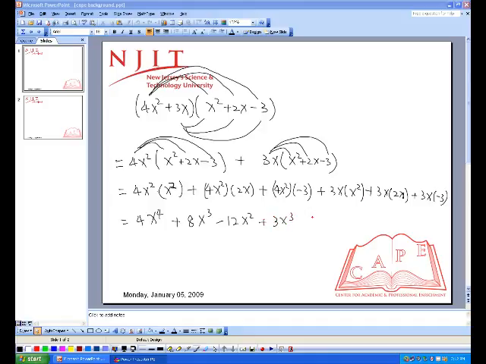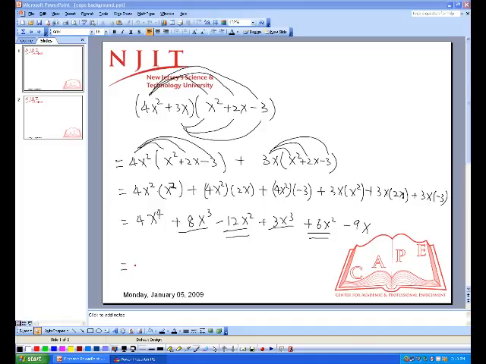Now it's this term. Plus this term is 2 times 3 is 6. x times x gives you x squared. And the last term is 3 times negative 3, so it's negative 9x. Okay? So now this should be the solution, except that we have 8x cubed plus 3x cubed, and also minus 12x squared plus 6x squared. We can combine those terms, right?